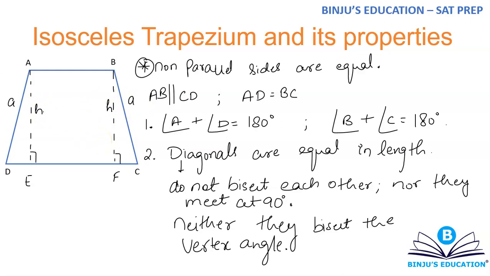Now what all can we conclude if I'm going to drop both the perpendiculars? First thing is AB will be equal to EF, because AE and BF are basically perpendicular, so EF has to be equal to AB. That's the first thing. Second thing is, if I use the Pythagoras theorem in ADE and BCF, I'm going to get that DE is equal to CF, which will be equal to under root of A square minus H square.